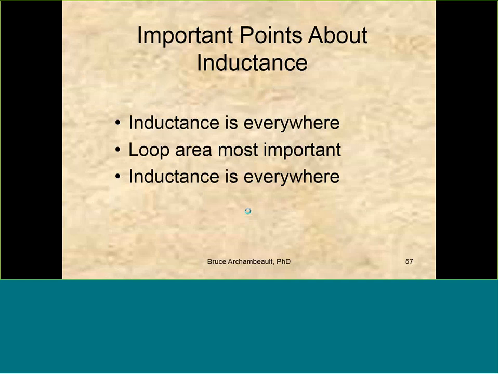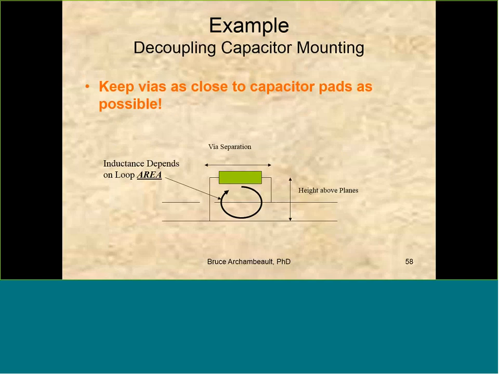The loop area is the most important, and you can't get away from it. It's a fundamental quantity. If you have current flowing on your circuit boards or your systems, there will be inductance. And the bottom line is that the current will find the path of least impedance. And at high frequencies, which is usually anything above a few megahertz, that's going to be the path of least inductance.